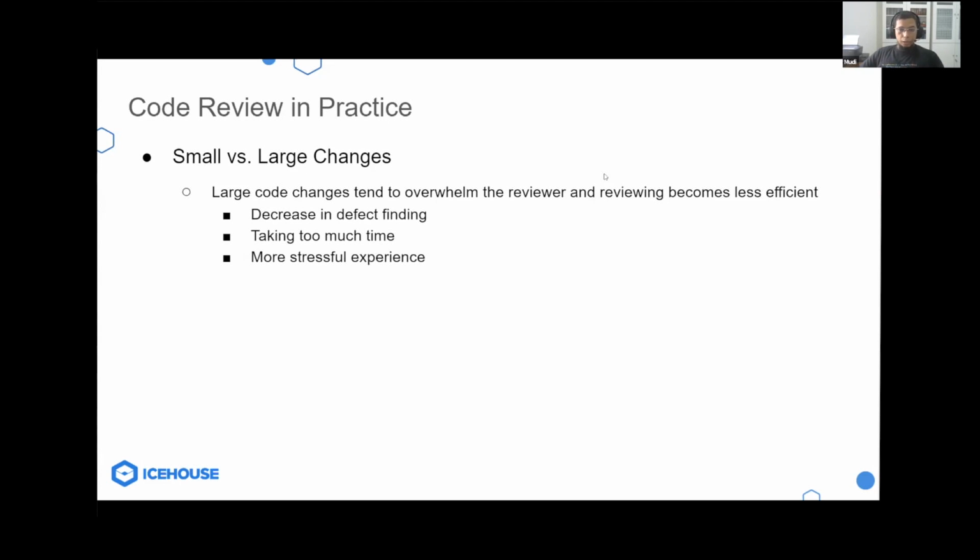But when we're doing it in small changes, it has the following benefits instead. It will have detailed and quick reviews. Reviewers will find it easier to find time to do the review and will be more likely to have detailed inspection.